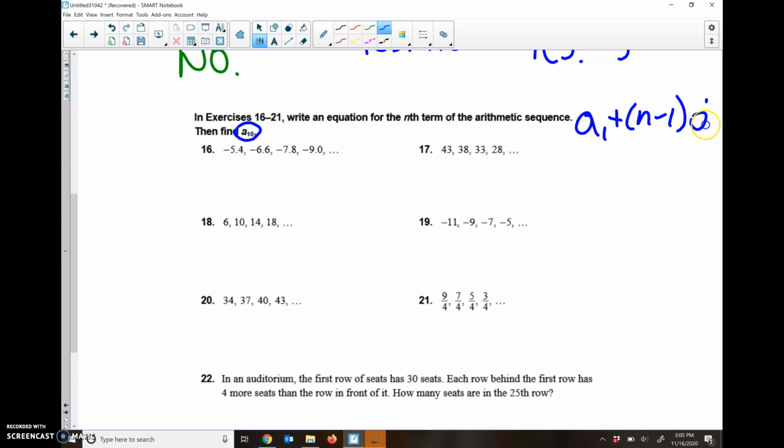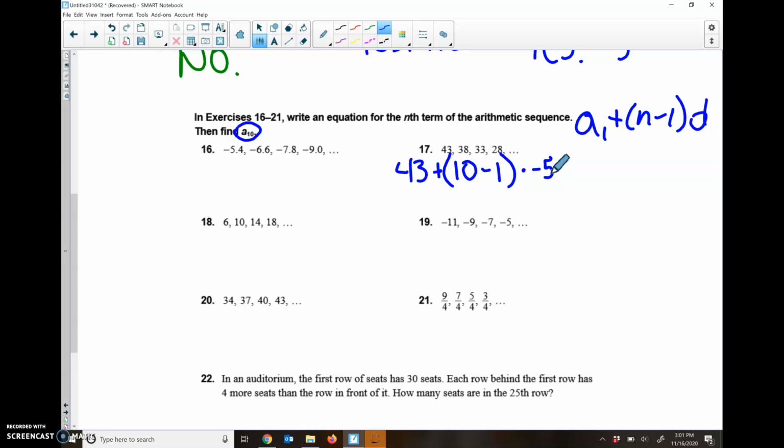Okay, so here I'm going to use this formula here. So A1, remember, is the first number. So my first number here is 43. Plus n, the number we're looking for, tells us to find the 10th number. I'm going to put a 10 in there for n. And d is the difference. And it looks like it's going down by 5 each time. So I'm going to multiply by a negative 5.